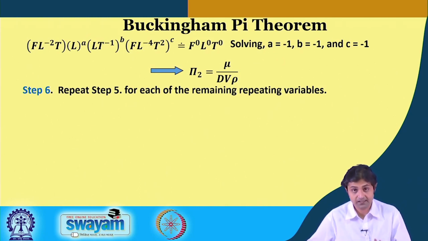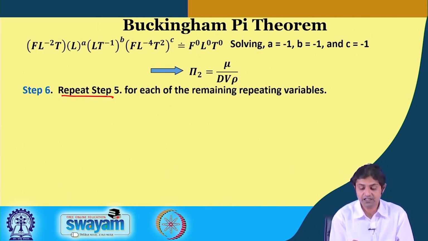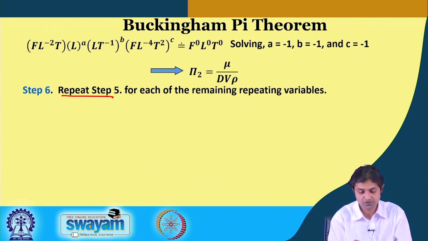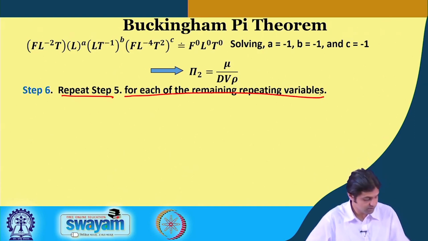Now, step 6 of the general procedure is that we have to repeat step 5 if there are more repeating variables left. So, we have to repeat step 5 for each of the remaining repeating variables. There will be cases where you will not get only 2 dimensionless groups, but let us say 3, 4, 5, depending on how many.